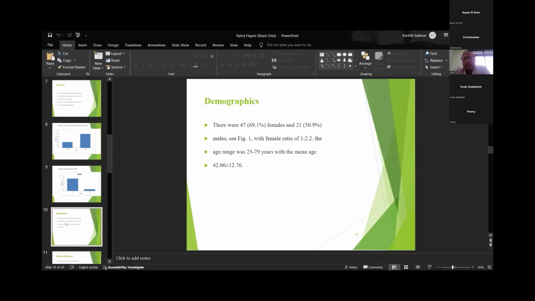Demographic data I have used: there were 47 females, a percentage of 69.1%, and 21 males, a percentage of 30.9%. I have mentioned in the figure, the female to male ratio is 2 to 1. The age range was 23 to 79 years, with a mean age of 42.06. That is the mean age of the patients. Next slide.